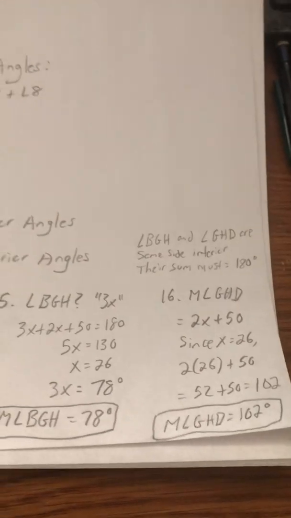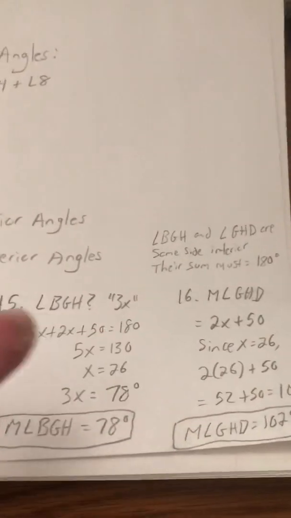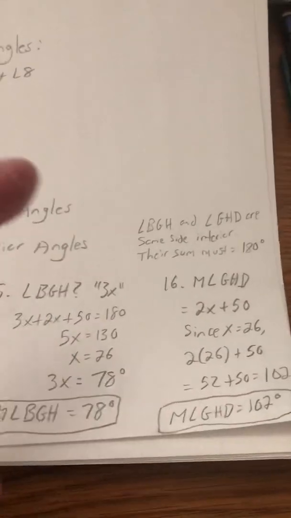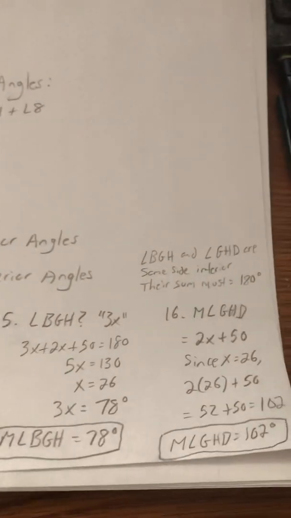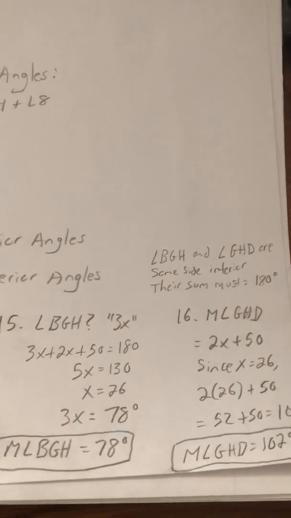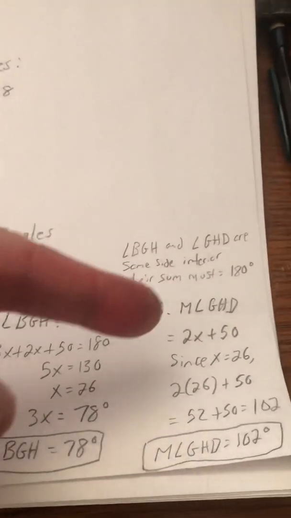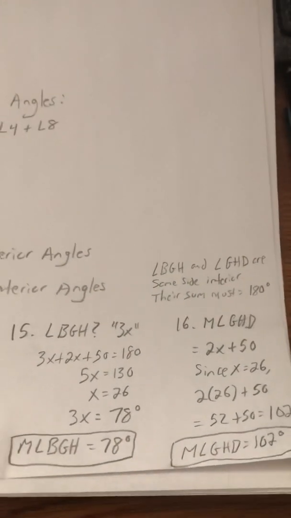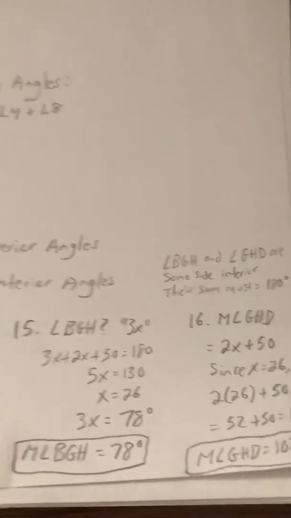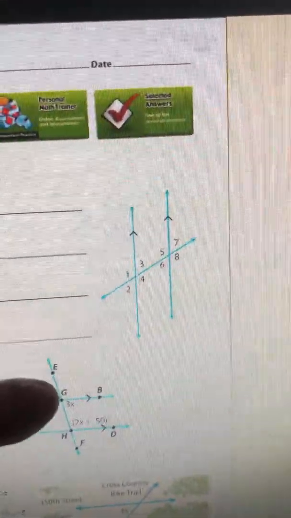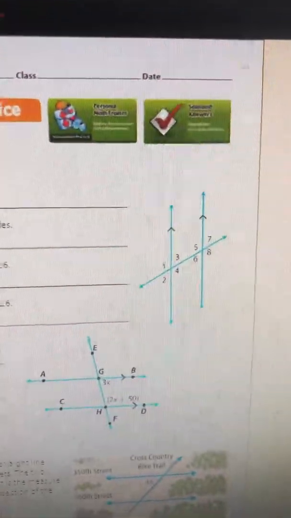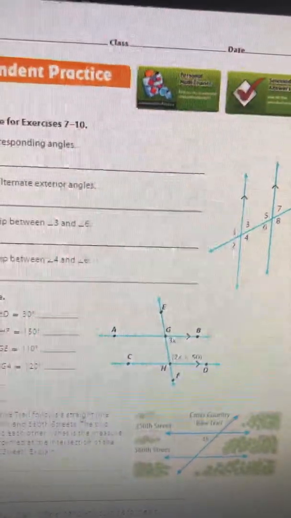And since we know these two are same side interior, we already know that this is 102, but here's the actual work for it. The expression for that angle is 2x plus 50. Just put in 26 for x, and you get 2 times 26 is 52, plus 50 is 102. So the measure of angle GHD is 102. Going back to our diagram, the angle with 3x is 78 degrees, and the one right below it is 102. Those are same side interior, so they are going to be equal to 180 when we add them up together.